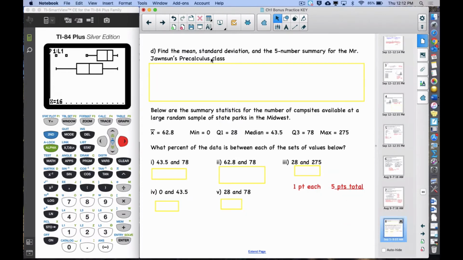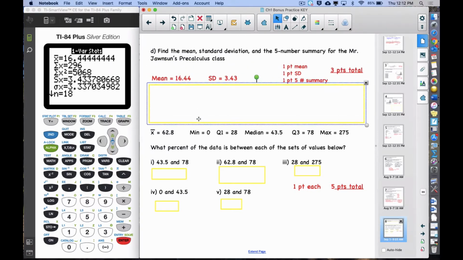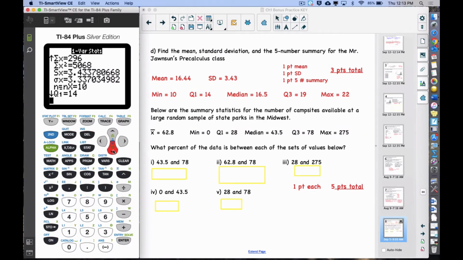Next, find the mean, standard deviation, and 5-number summary for the pre-calculus class. That's just a matter of running one of our stats, probably again, because you've probably already done it. Mean is 16.44, standard deviation is 3.43. And then for the 5-number summary, we are just scrolling on down to get those. 1 point for the mean, 1 point for the standard deviation, 1 point for the 5-number summary.